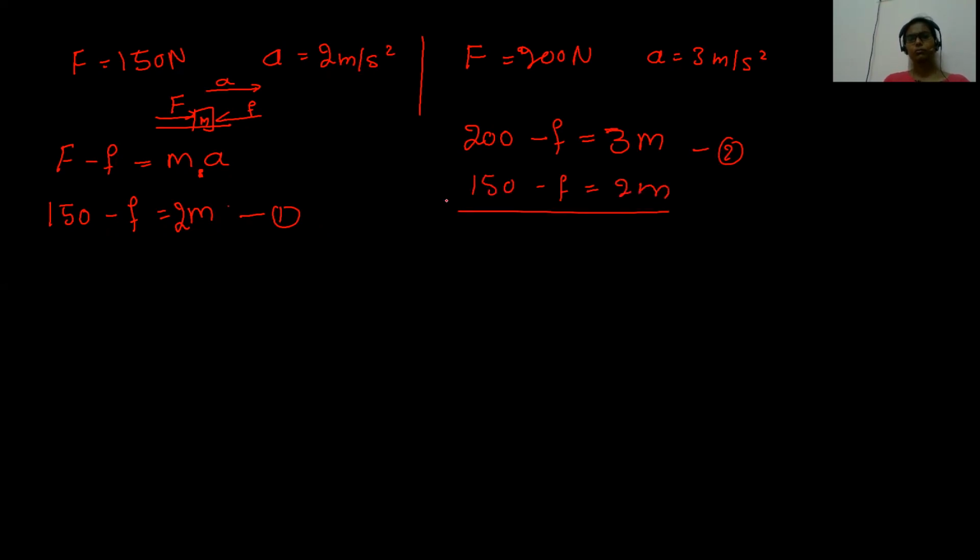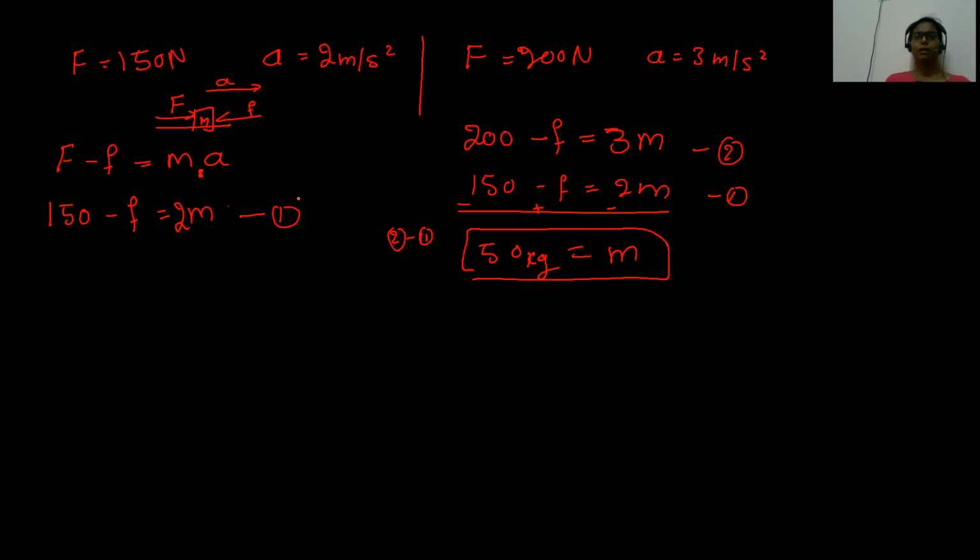Let us do equation 2 minus equation 1. If I do equation 2 minus 1, this sign became minus, this became plus. So 200 minus 150 gives you 50. Minus f plus f, both cancel out, and 0 is equal to 3m minus 2m, which gives you m. So what you will get, children? Mass of the block is 50 kgs. Understood? Mass of the block is 50 kgs.